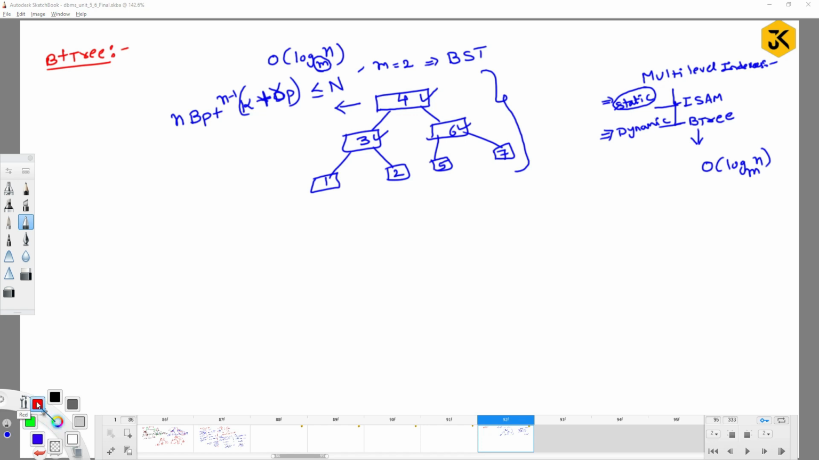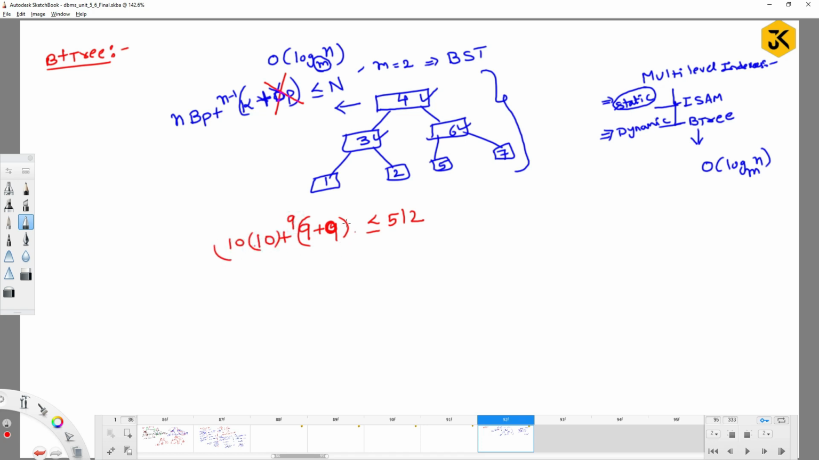Now you may have a question: if I am not going to store the data, can I increase the number of children? Yes. For example, the block size is 512 bytes, and the number of block pointers is 10, the number of keys is 9, and the number of record pointers is also 9, and if the keys are 9, the block pointers will be 10, something like this.